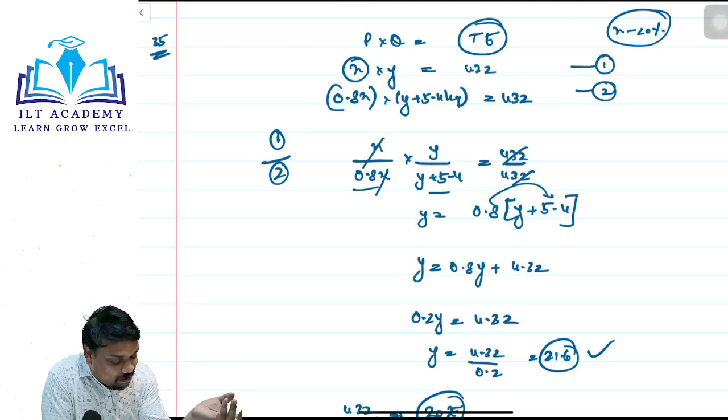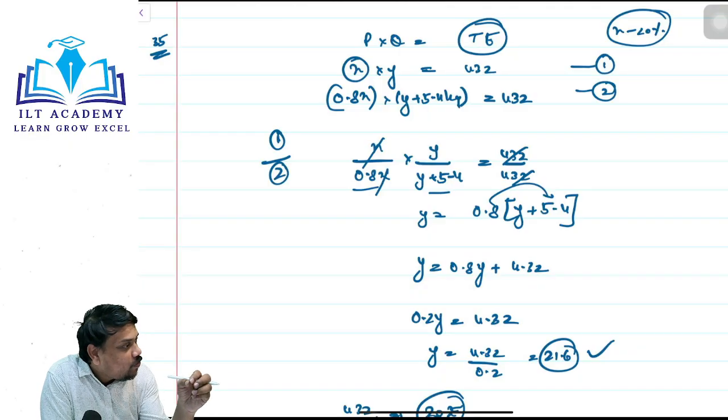X chocolates I am buying for 432 rupees, and now I have got what? My price reduced by 20%, 0.8x, and I am getting what? More 5.4 kgs, 5 plus 5.4. Still my expenditure is what? 432. I have just divided. This is the basic way, and this is the basic concept.